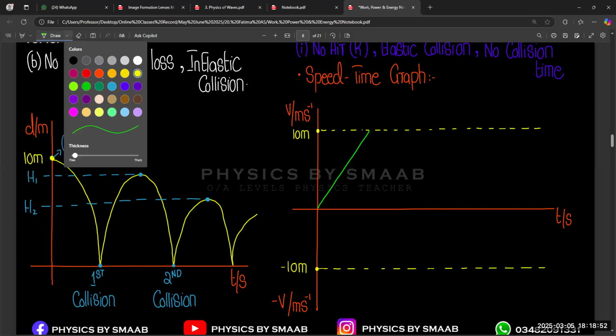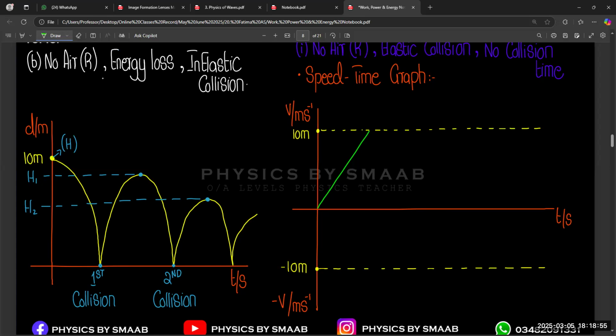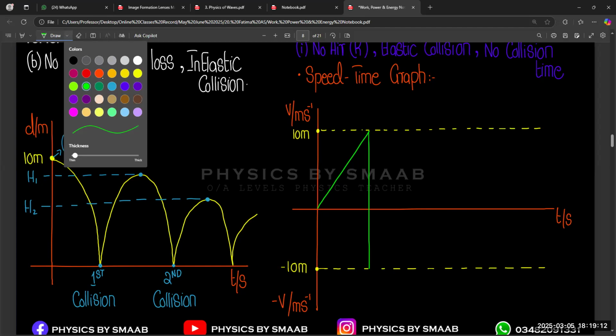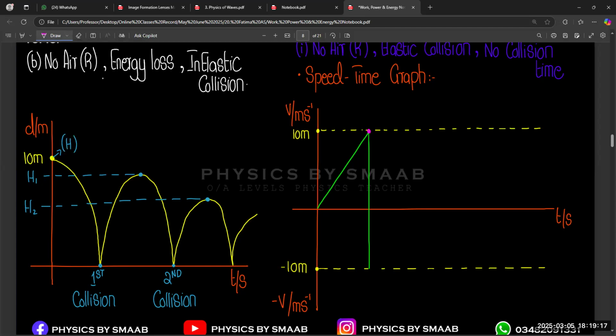So when it reaches the maximum height, there is no collision time. When there is no collision time, at the same time it reaches this direction, right? So this is the concept of no collision time, no delay. When it hits the ground, over here we are getting the first collision. This point represents the first collision.